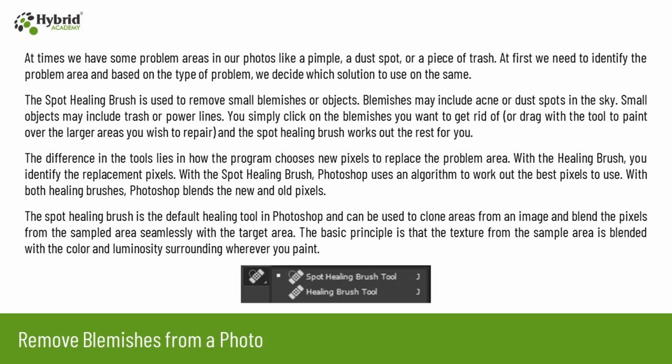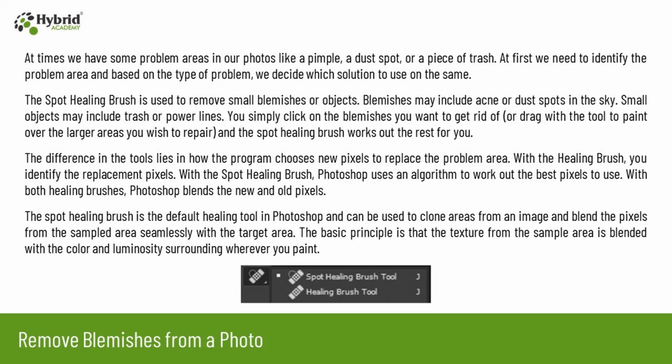The spot healing brush is used to remove small blemishes or objects. Blemishes may include acne or dust spots in the sky. Small objects may include trash or power lines. You simply click on the blemishes you want to get rid of or drag with the tool to paint over the large areas you wish to repair. And the spot healing brush works out the rest for you.